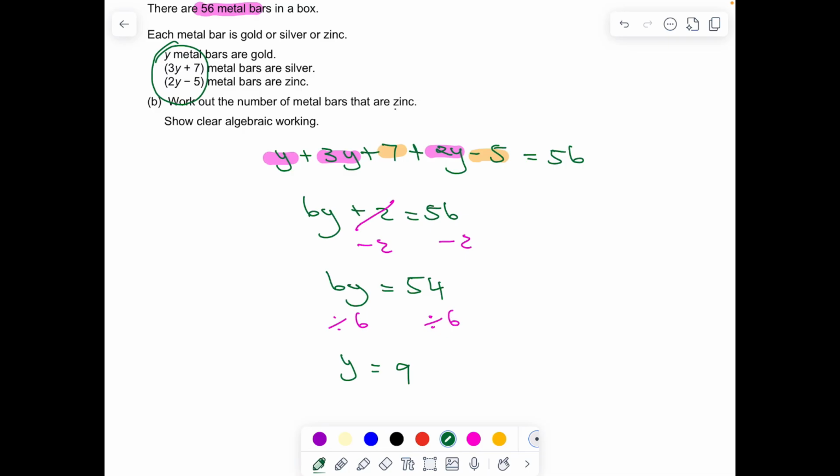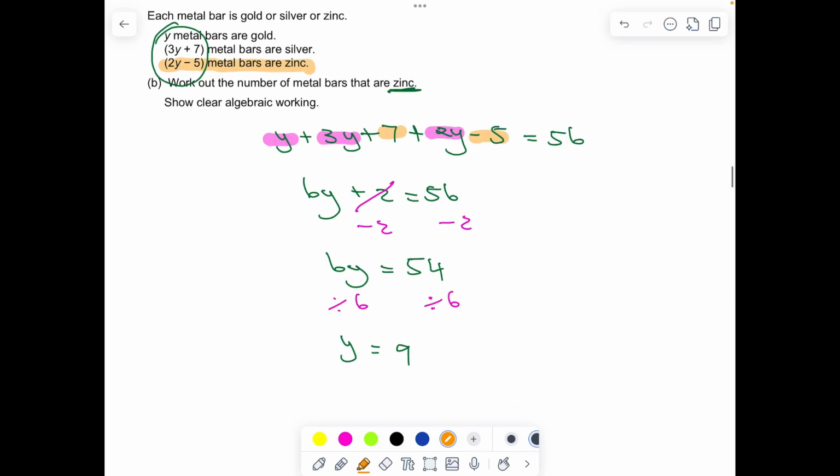It's asked me how many metal bars are zinc. So I need to go where zinc is. It says that zinc is 2y minus 5. So I need to do 2 times y, which I now know is 9. So 2 times 9 and then take away 5. And so 2 times 9 is 18. Take away 5, which gives me 13 bars.